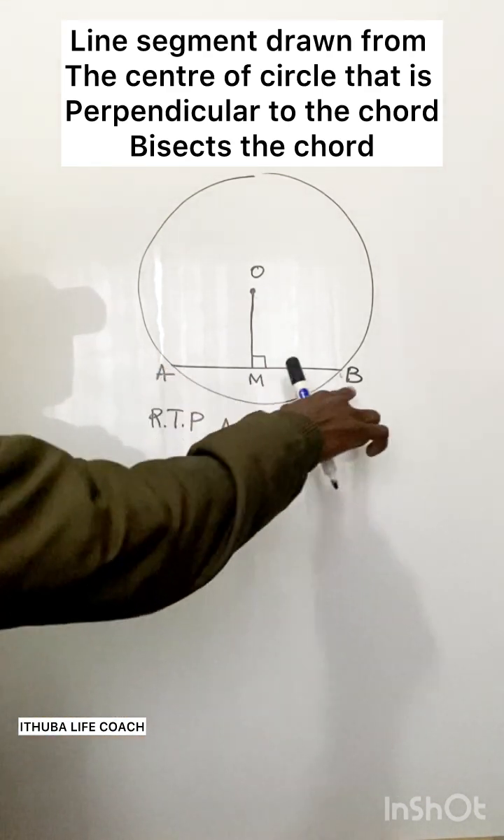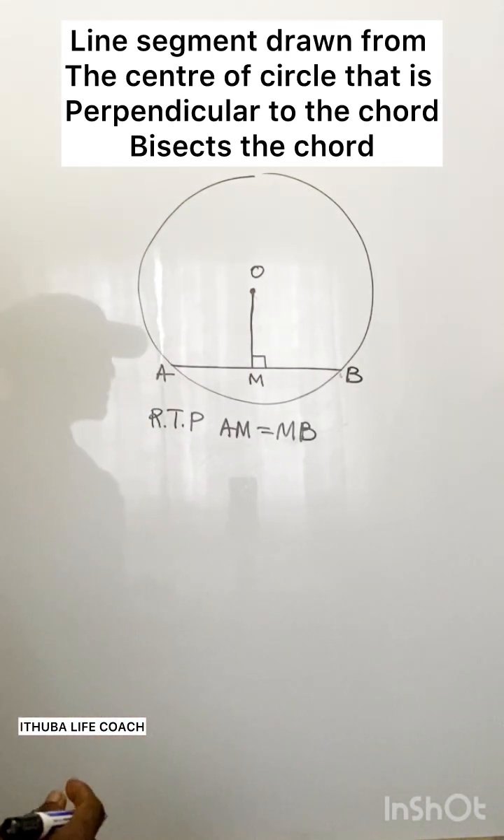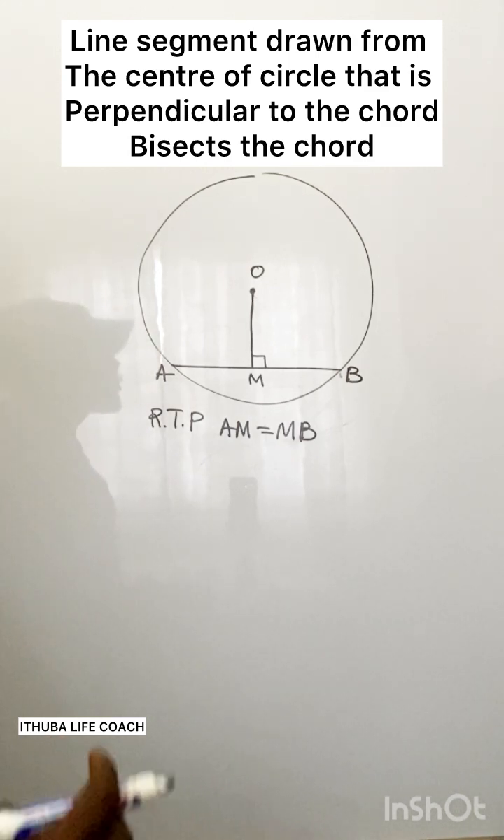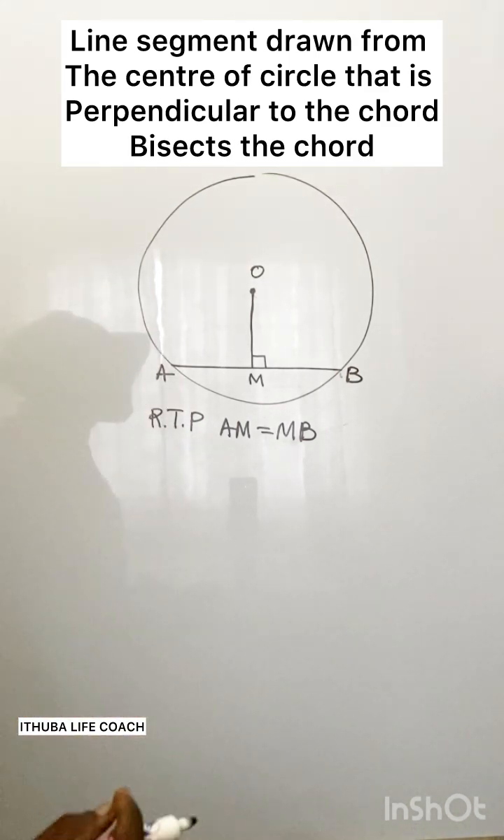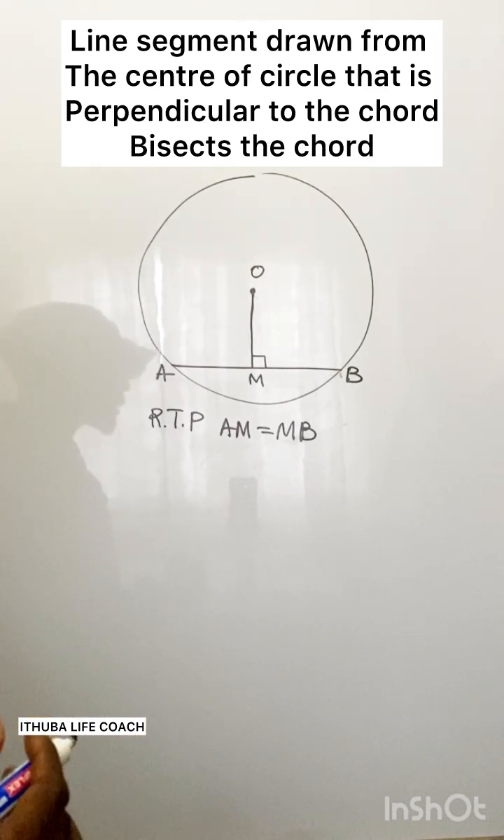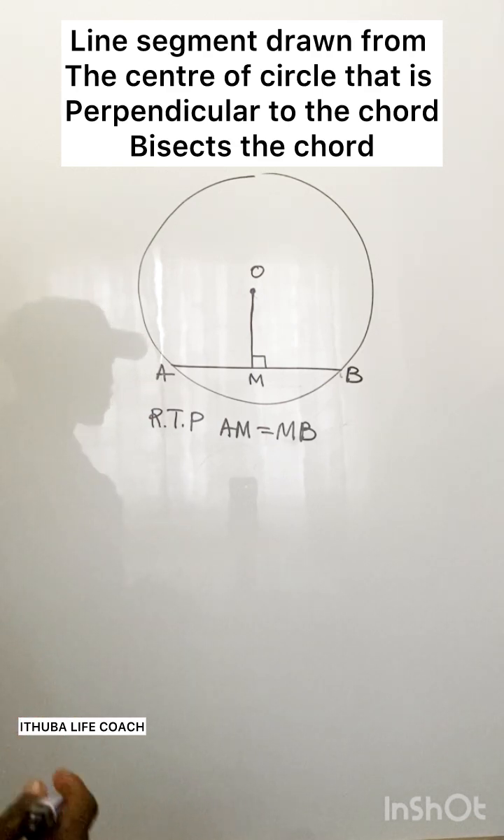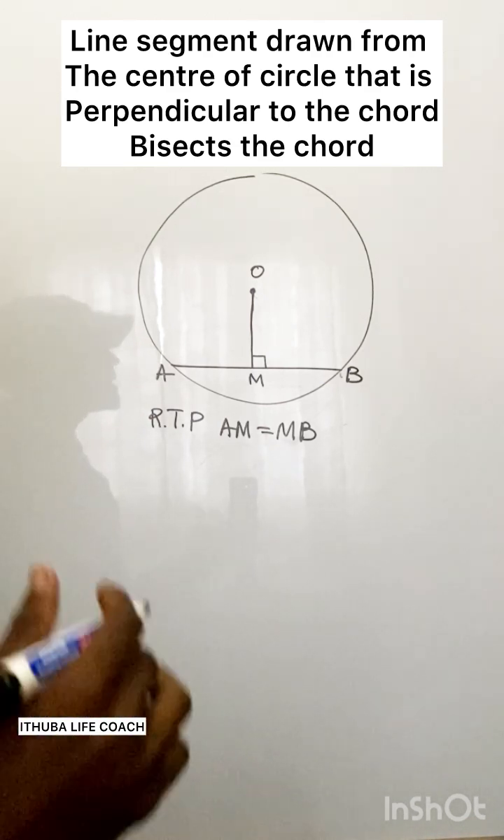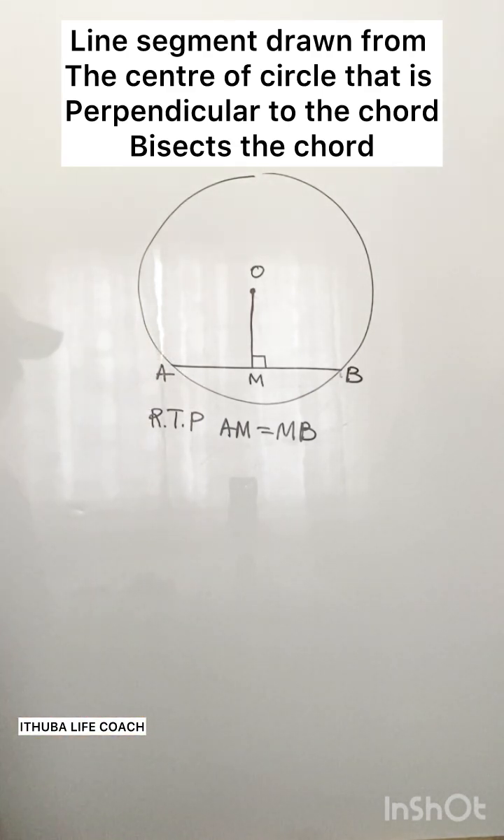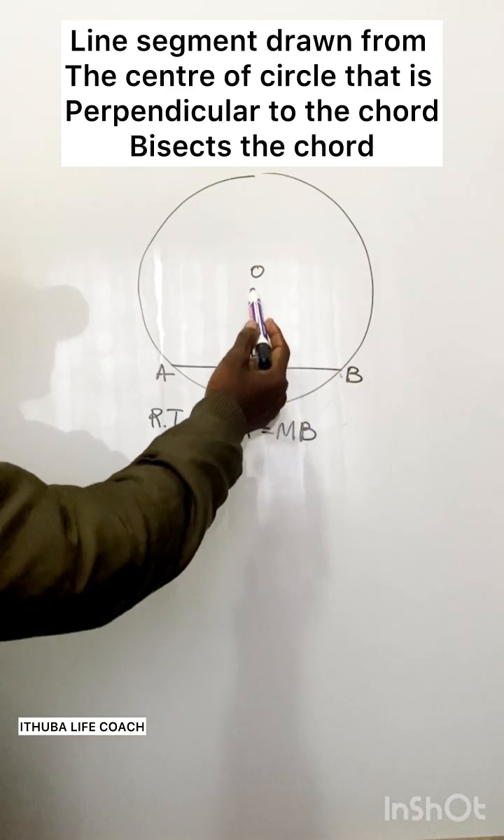Number two, we have line AB. But this is not just a line, this is what we regard as a chord. A chord is a line that is drawn from one part of the circumference of the circle to another part of the circumference, including a diameter. A diameter is a chord, but a specialized chord: it is the only chord that passes through the center of the circle.